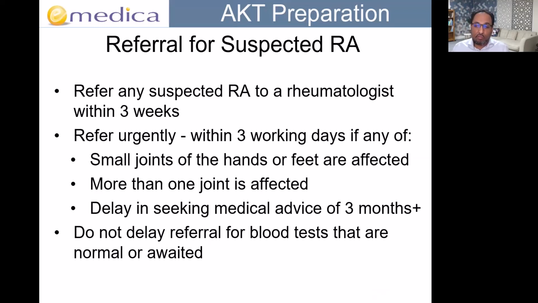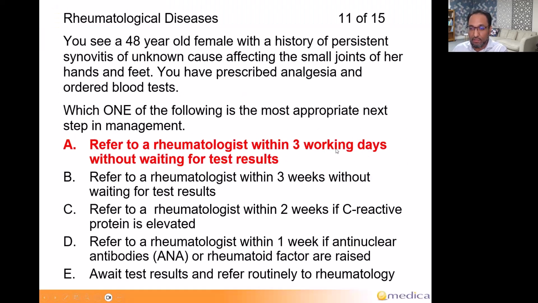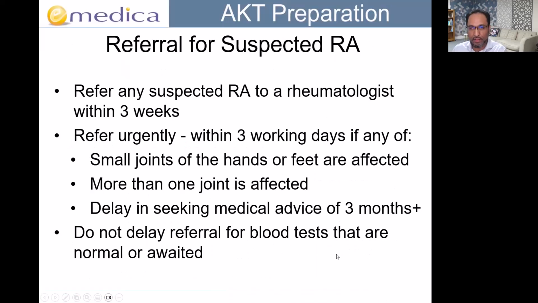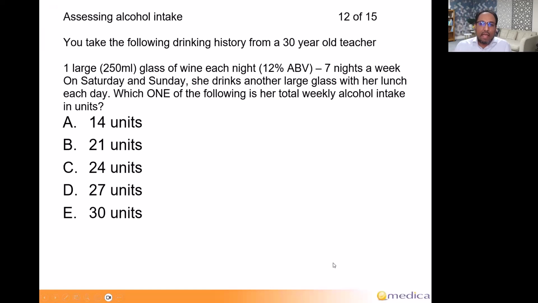Or if they've already had symptoms for 3 months or more, because by this stage they've probably already got significant disease progression. And so the sooner they're seen and get onto disease-modifying anti-rheumatic drugs, the better in terms of arresting progression. Okay, so do you see, she met this criterion to get the ultra urgent referral, to be referred within 3 working days. Alcohol intake.